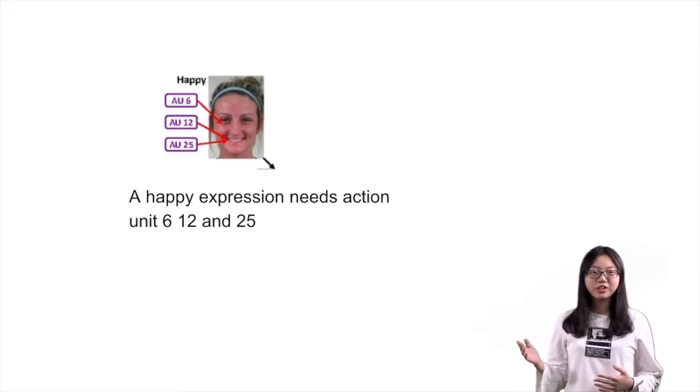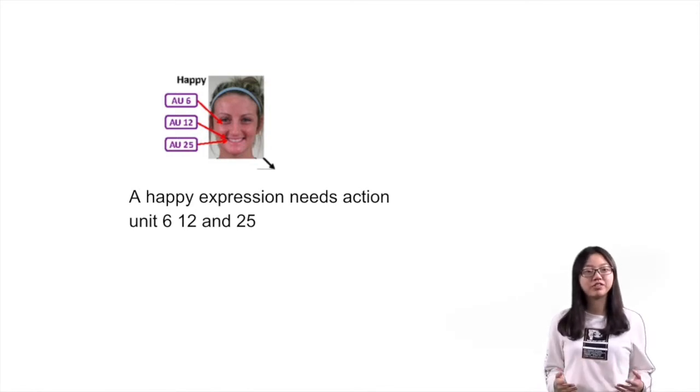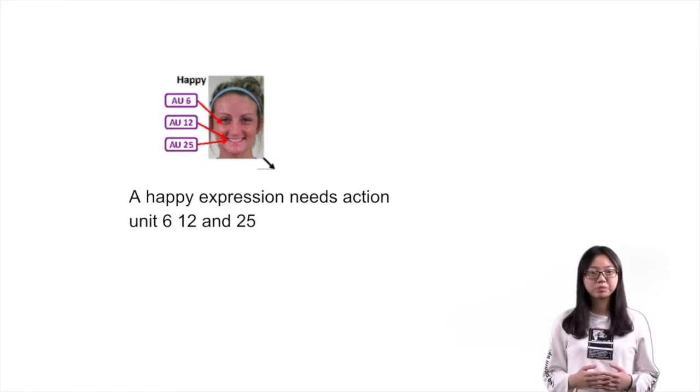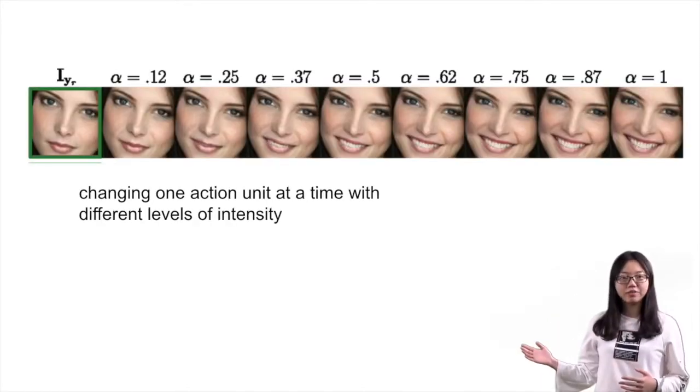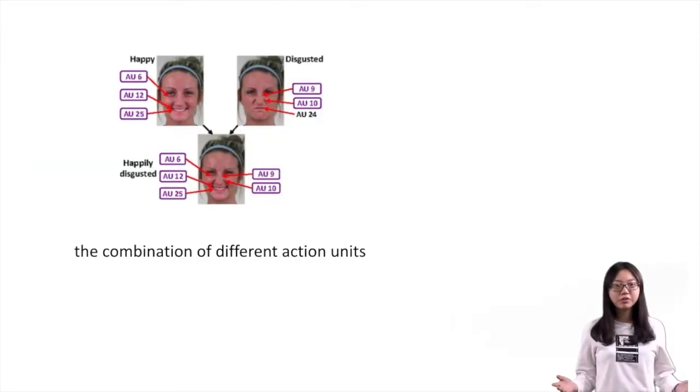For example, to create a happy expression, we have to control muscles related to action units 6, 12, and 25. And we can control the level of happiness by changing the level of contraction of these muscles. Here are the results when changing one action unit at a time with different levels of intensity. To generate more complex expressions, we need a combination of different action units.